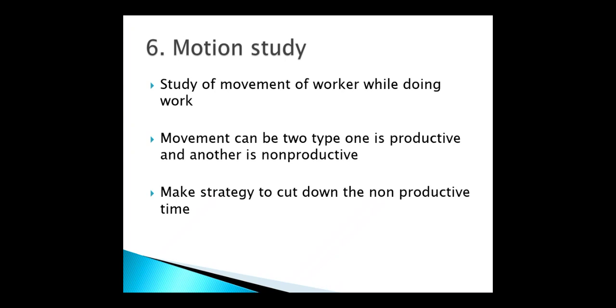So there are two types of movement: one is productive, which is carried out for work only, and the other is non-productive, where rather than official work he is moving for personal work. So categorize into two parts and make a strategy to cut down the non-productive movement. The manager should ensure that the person does not do any personal work at official time, so he does not waste any time. That is the main intention behind motion study.